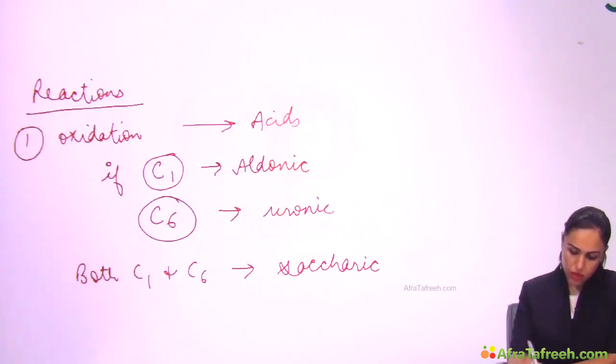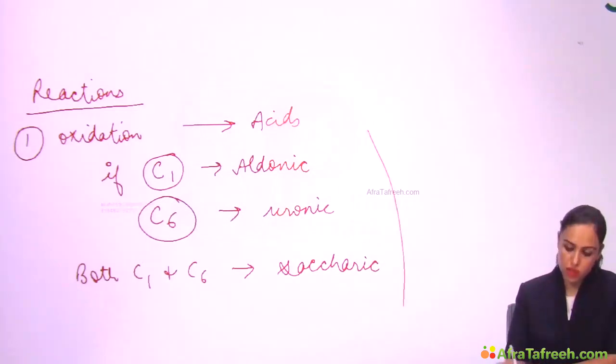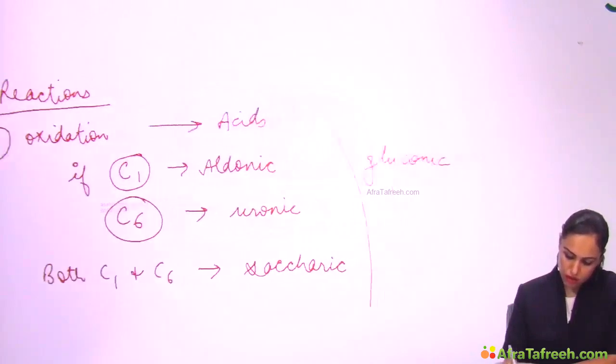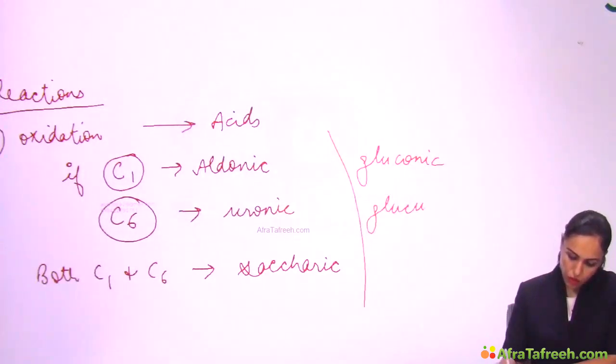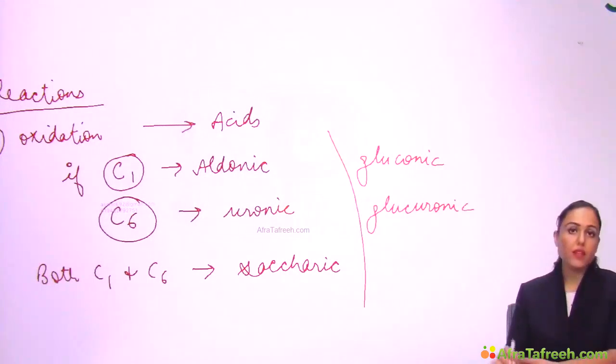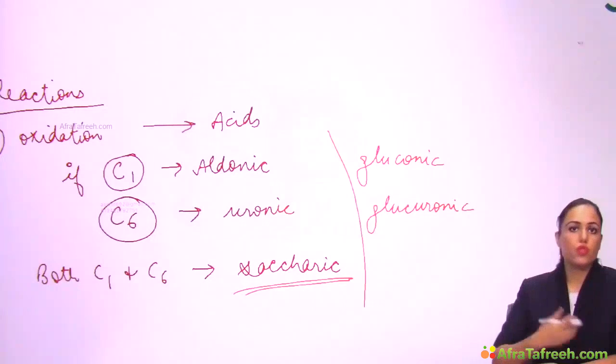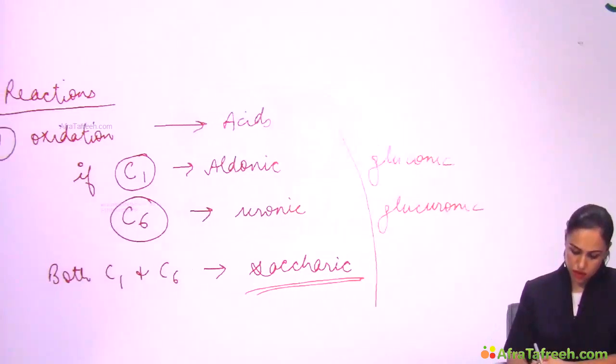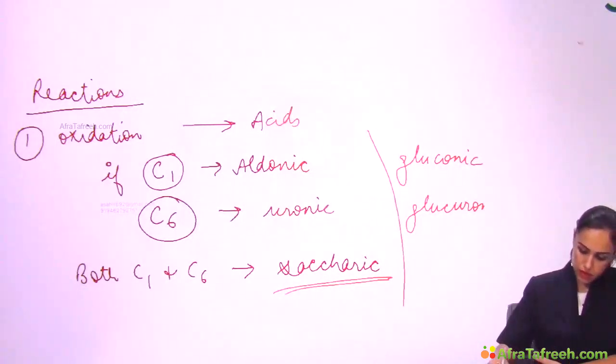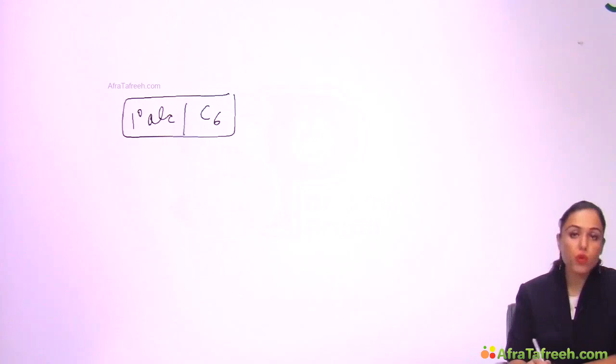In case of glucose, the names of the acids will be gluconic acid here, glucuronic acid here, and saccharic acid when it is oxidation at both C1 and C6. Now, if they ask you oxidation at primary alcohol of a carbohydrate will give rise to which acid? See, primary alcohol is the same as C6, so you will mark uronic acid here.